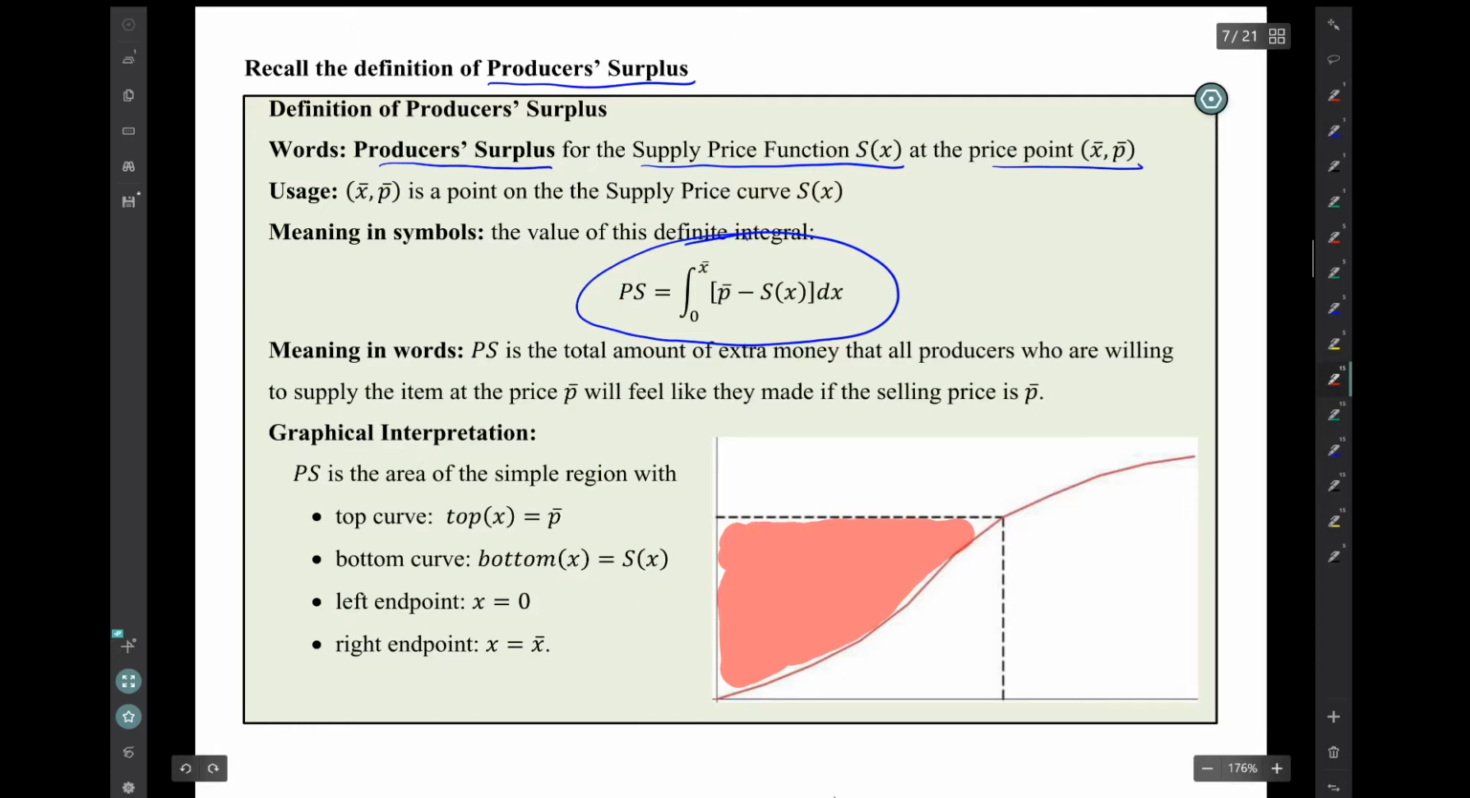That simple region is bounded on the top by the straight line p equals p bar, bounded on the bottom by the supply price curve, bounded on the left by the vertical line x equals 0, and bounded on the right by the line x equals x bar. This point on the graph is the point x bar comma p bar.